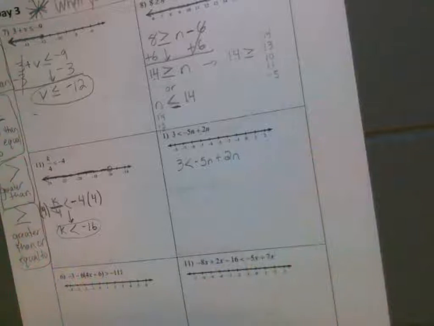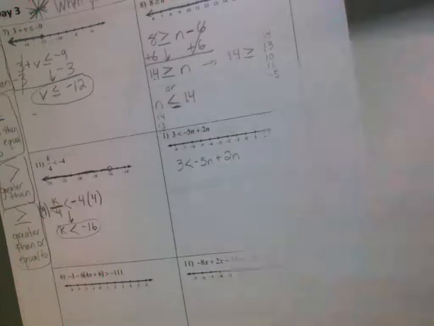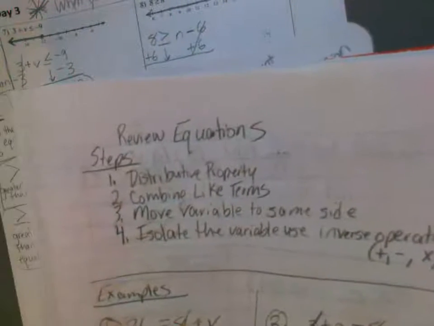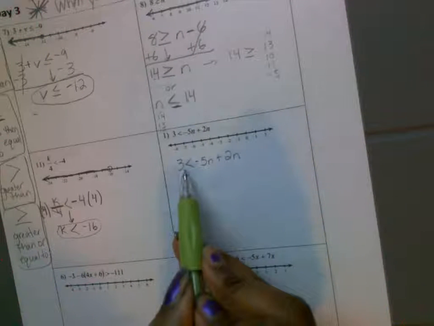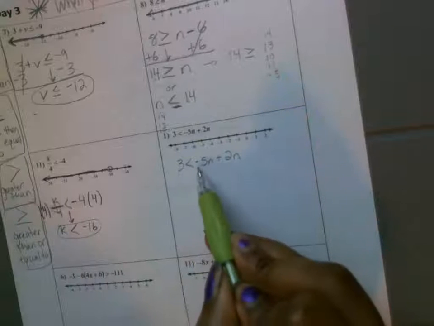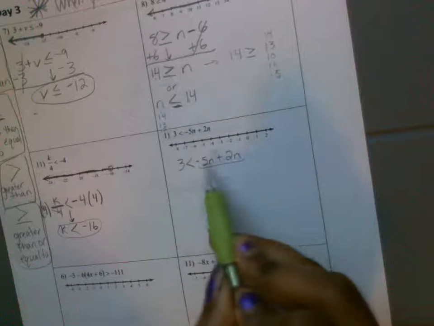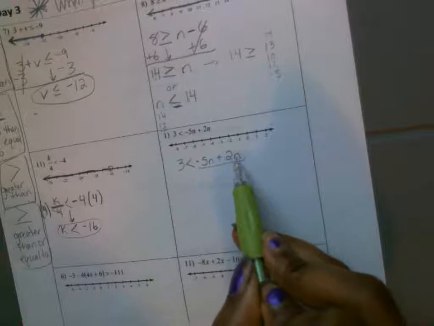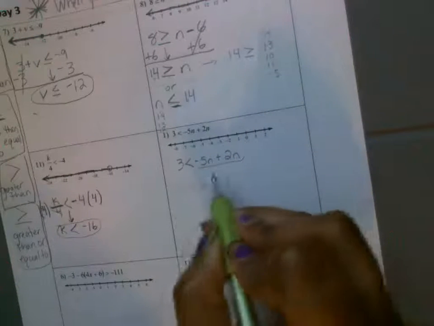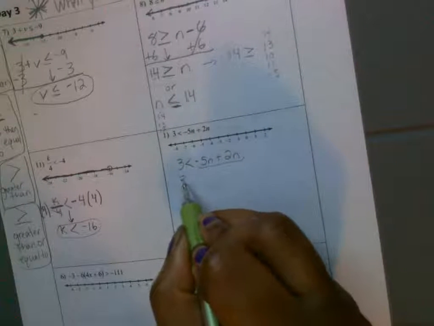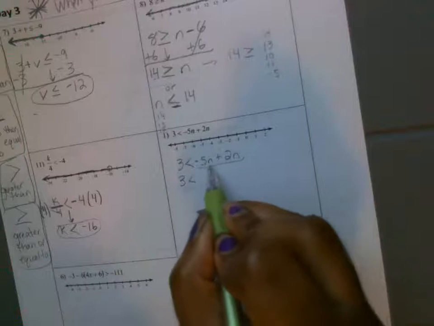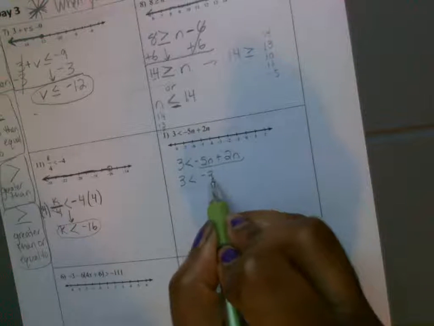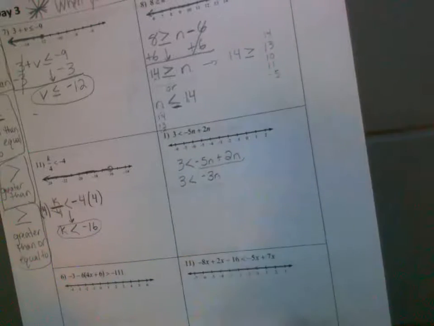And again, remember we're using those steps that we wrote in our notebook. We don't have distributive property, but we can combine like terms. Nothing to combine over here, but over here we can combine these terms together. Negative 5n plus 2n gives me a negative 3n. So on this side I get 3, bring down my less than sign, and here when I combine this gives me a negative 3n. Any questions about this?